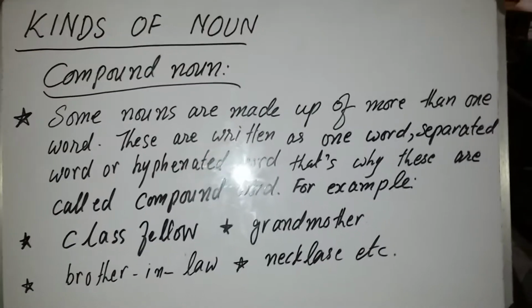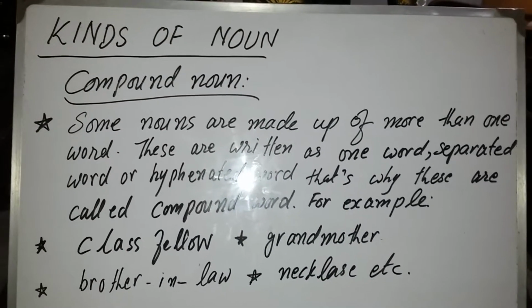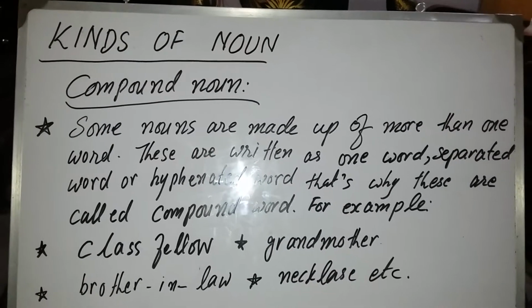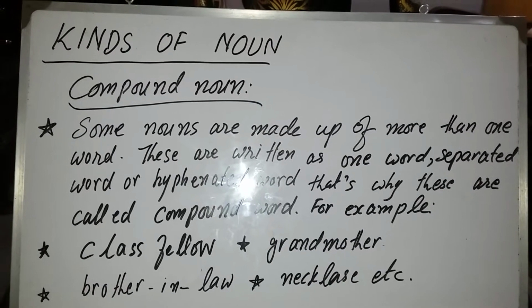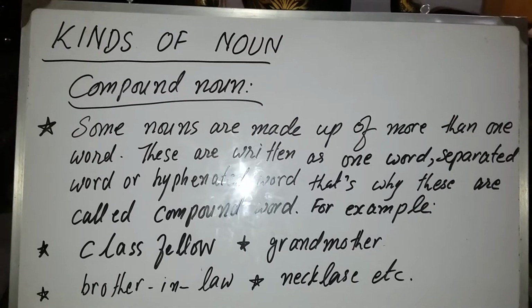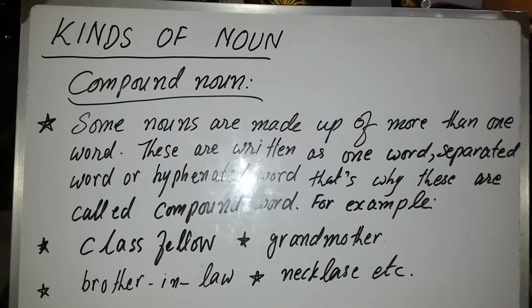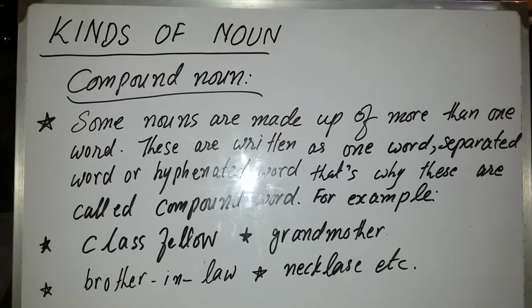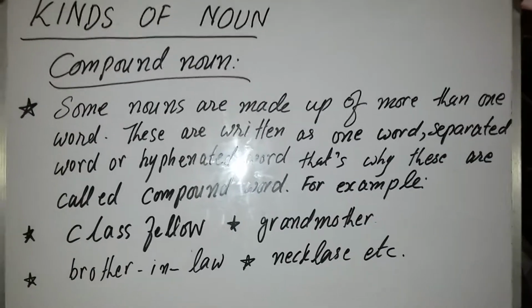Now there is another kind of noun that is called compound noun. What is the definition of compound noun? Some nouns are made up of more than one word. These are written as one word, separated word or hyphenated word. That's why these are called compound words.